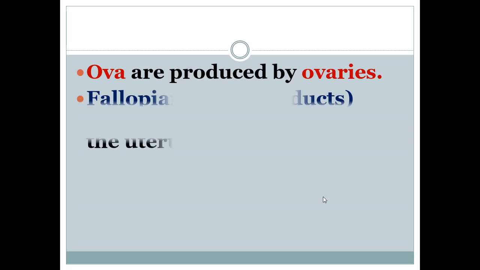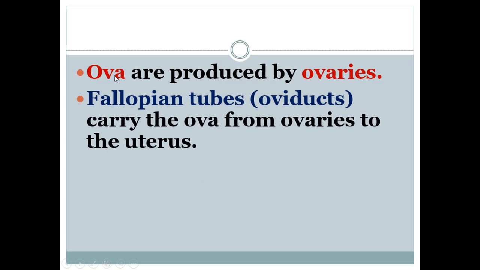Ova means egg cells, the female gametes, which are produced by the ovaries. The fallopian tubes, or oviducts, carry the ova from the ovaries to the uterus.